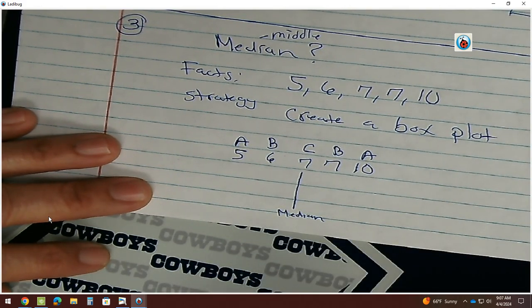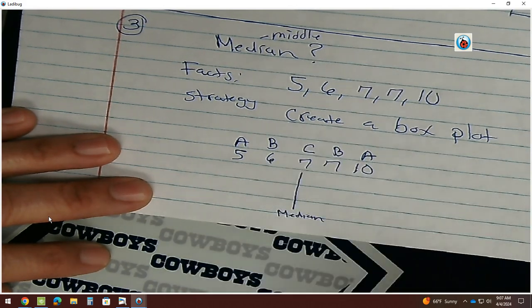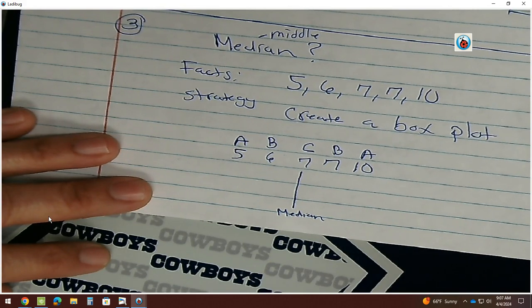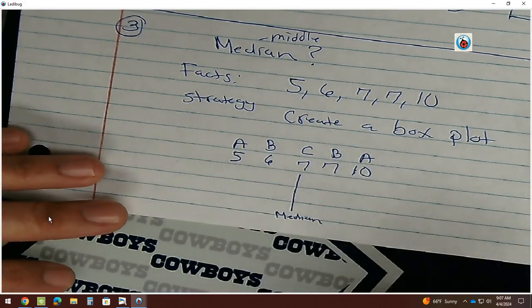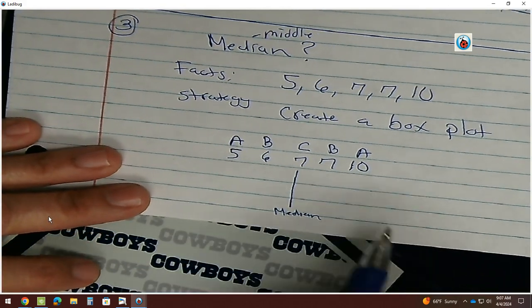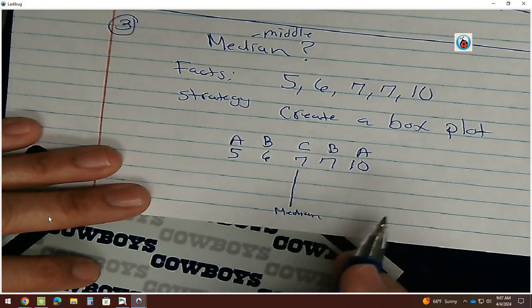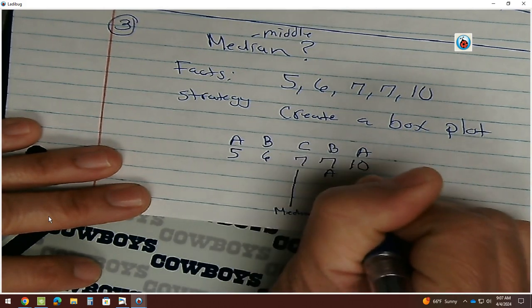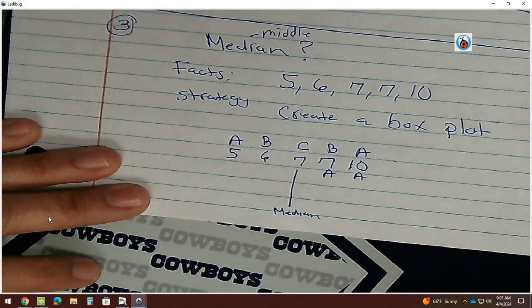Questions with that part? That's your first box plot, your first line. Now I'm going to go to the right side. On the right side, I have 2 numbers only. So we're going to go again. A. So is somebody really in the middle?